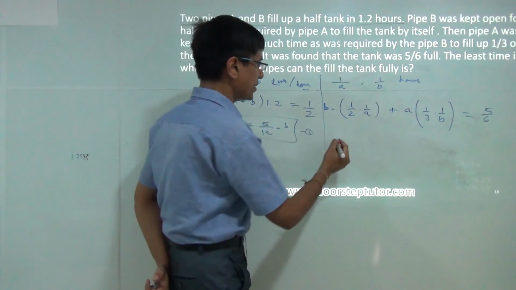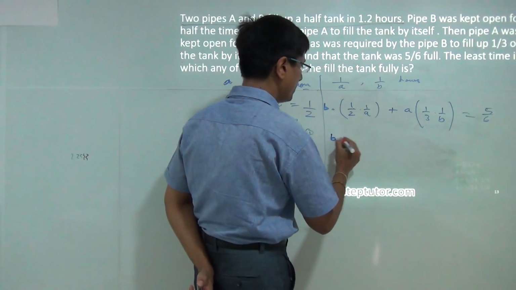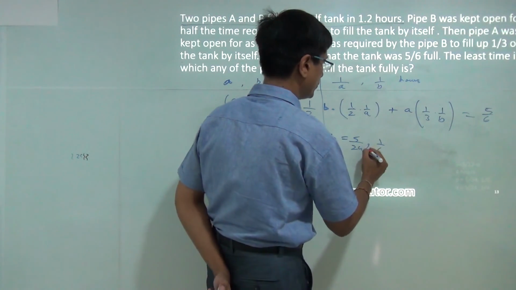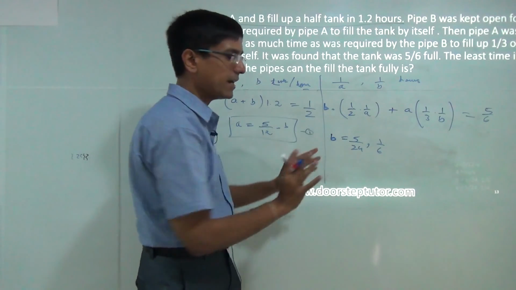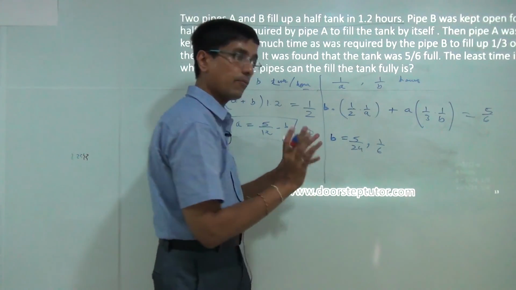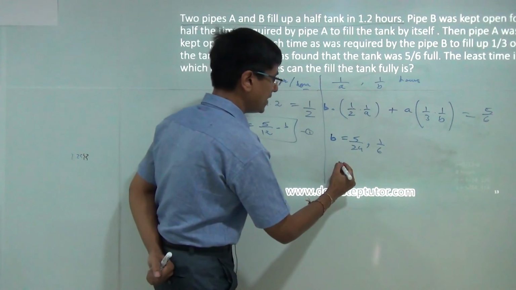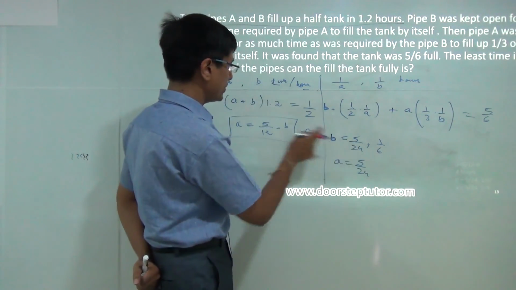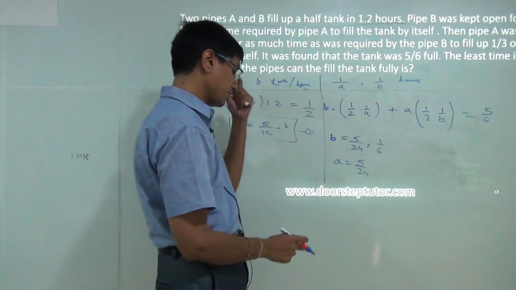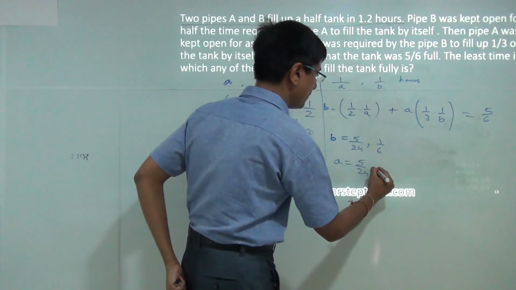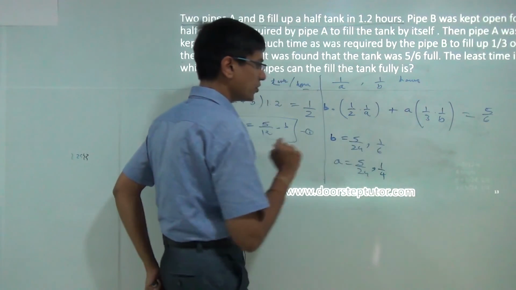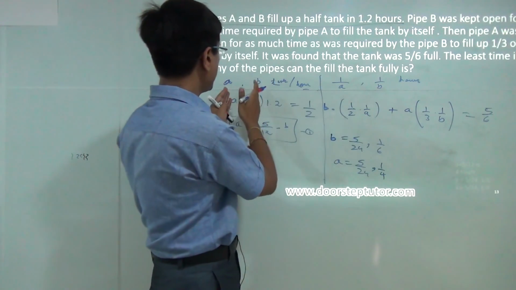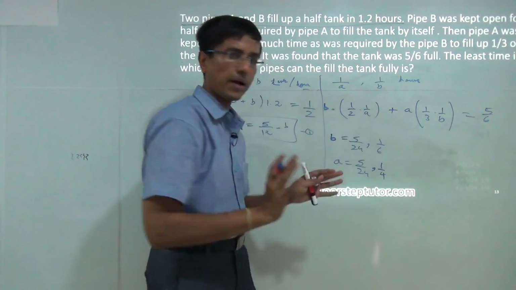If I solve this quadratic equation, I will get my B as 5 by 24 and 1 by 6. So these are the possible values of B. Both are legitimate values, both are possible. And corresponding values of A, what are the values of A? If I substitute these values in this equation, I will get the values of A, and they would be 5 by 24 and 1 by 4. These are the corresponding values. Now these are all possible values of rates for these pipes.